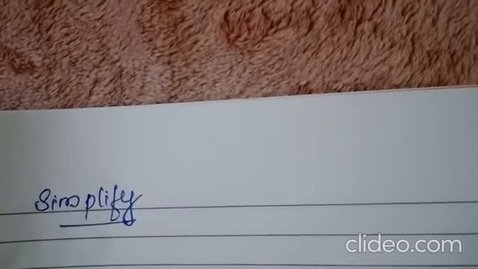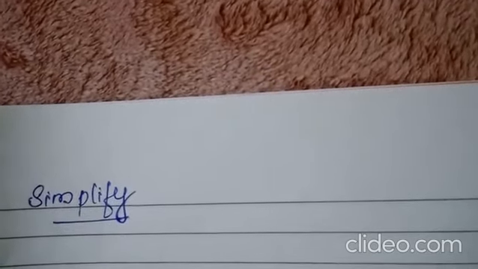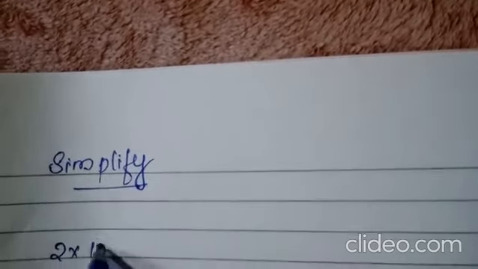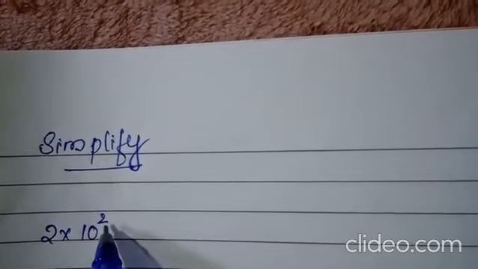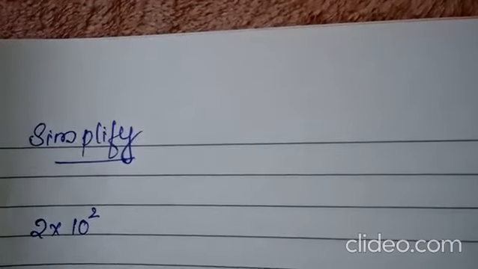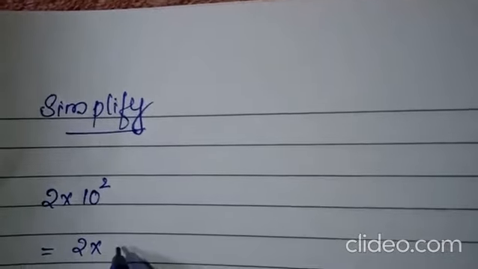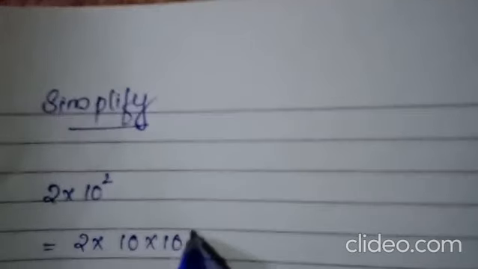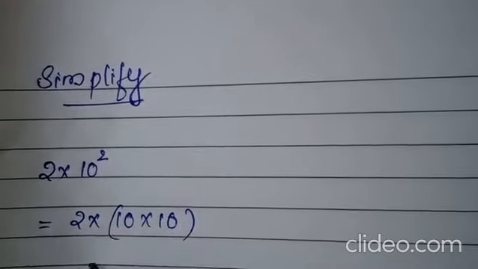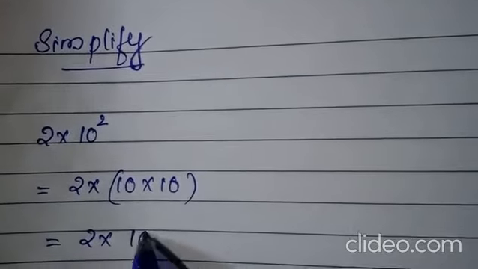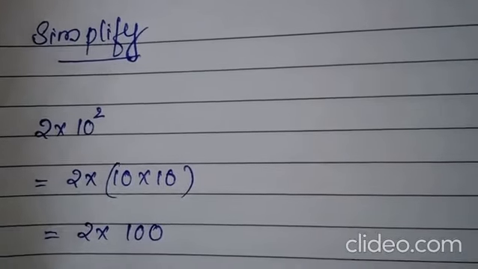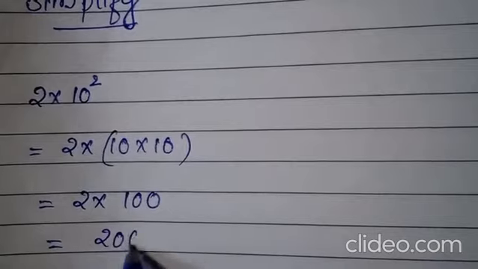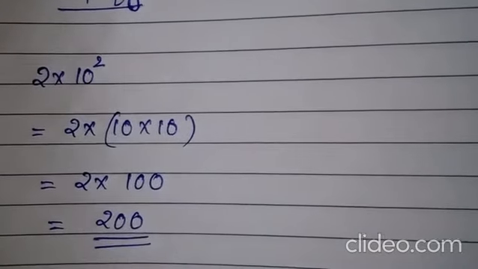Next we are going to do some simplification. They will give a question like this: simplify 2 into 10 square, otherwise 10 raised to the power 2. That means 2 into 10 square means 10 into 10. So 2 into 10 tens are 100. So 2 into 100 is 200. In this way, you should simplify.